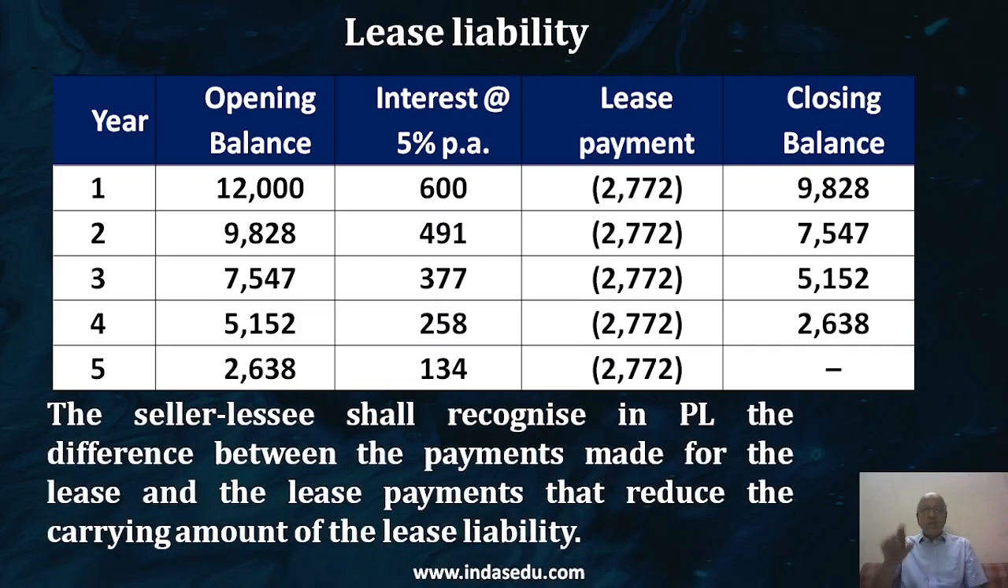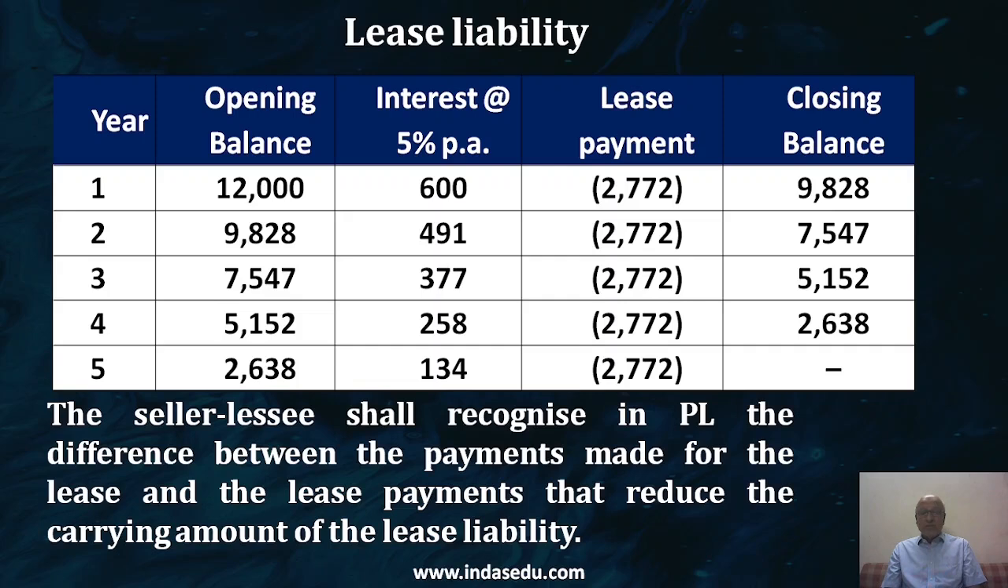Now, the important thing in this new amendment, what we need to see is that the seller lessee shall recognize in profit and loss the difference between the payments made for the lease and the lease payment that reduce the carrying amount of the lease. 2772 reduces the carrying amount of the lease. But if the payment is more than that, that is a separate thing. That will not reduce the carrying amount of the lease liability.